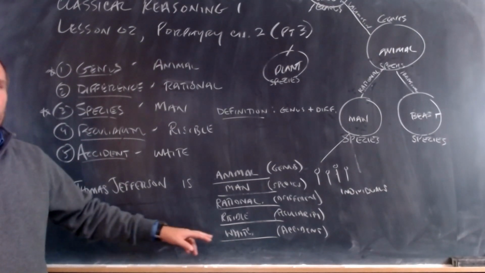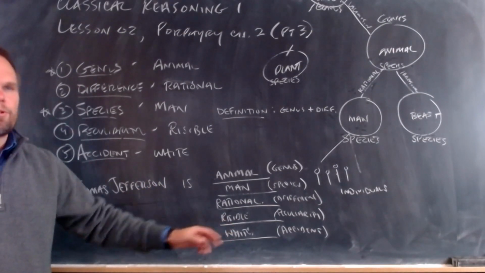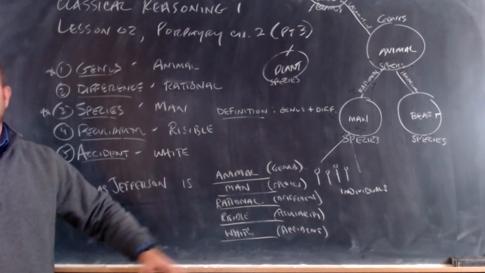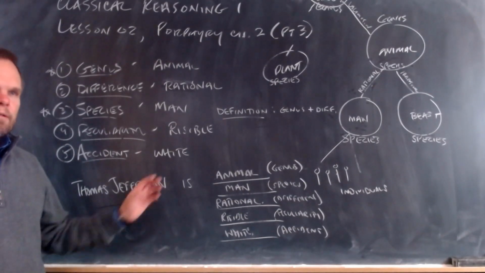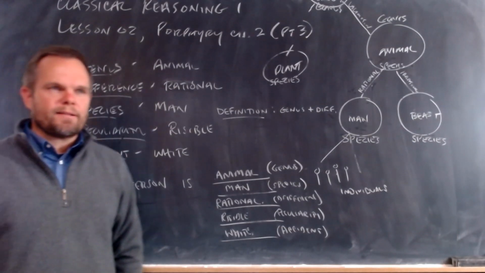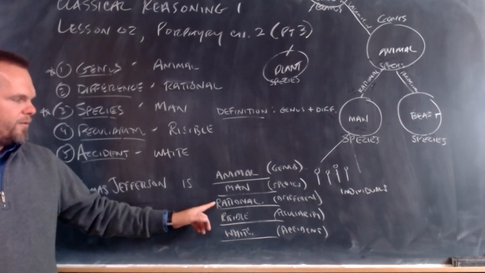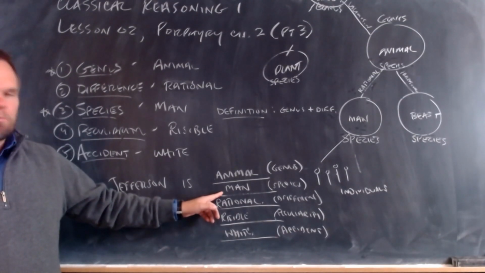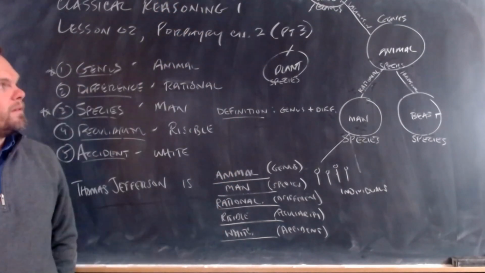Now I can say many different accidents about a subject. Thomas Jefferson is American. Thomas Jefferson is white. Thomas Jefferson is a Virginian. Thomas Jefferson is a Christian. I can go on and on with a million attributes. Thomas Jefferson is a blue-eyed man. I can go on and on with accidents. But peculiarities are rare. Differences are rare. Species can only be one, and genus can be a few if we go up through the order.